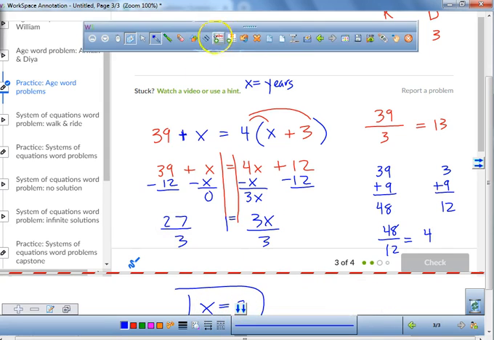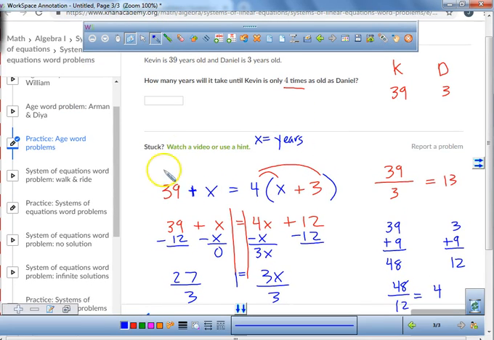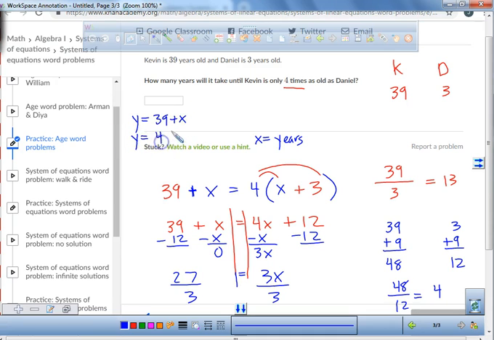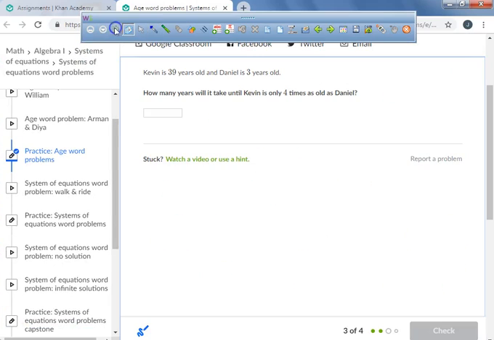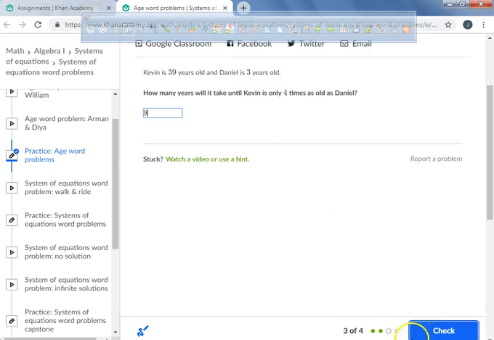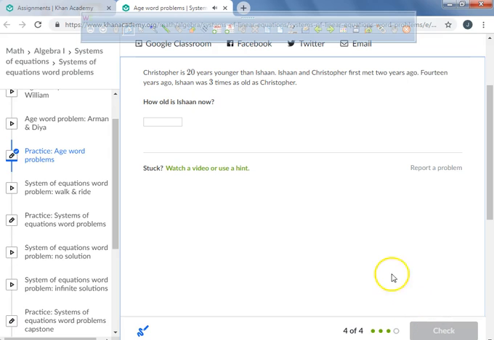Well, how in the world could I solve this using Desmos? Here's what you have to do if you were to use Desmos, okay? You'd have to write y equals 39 plus x, and then you'd have to write y equals 4 parentheses x plus 3. Those would be the two equations that you would type into Desmos to see where the two lines intersected. It only took 9 years for it to go from 13 times to just 4 times. One more. Okay.